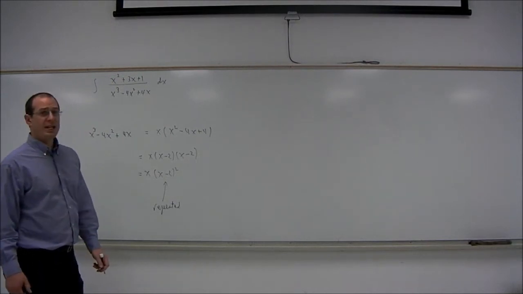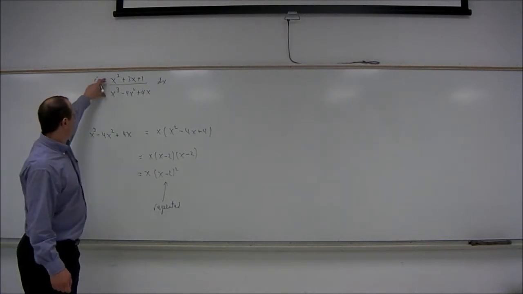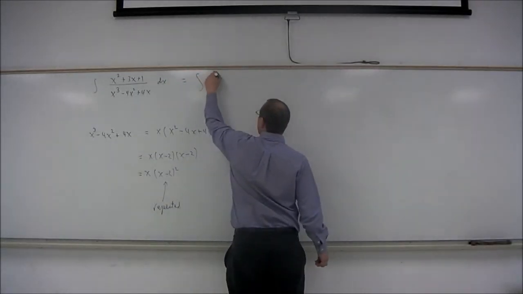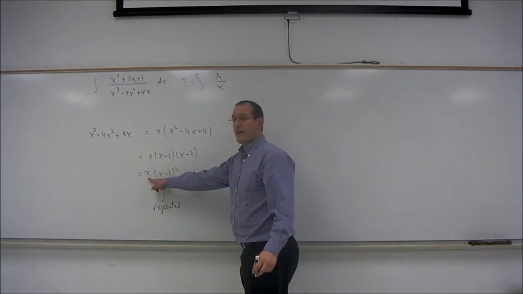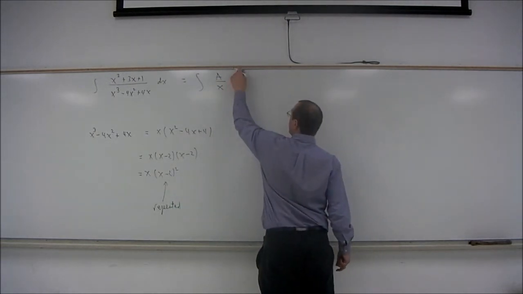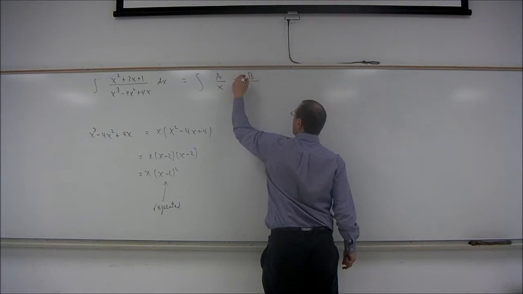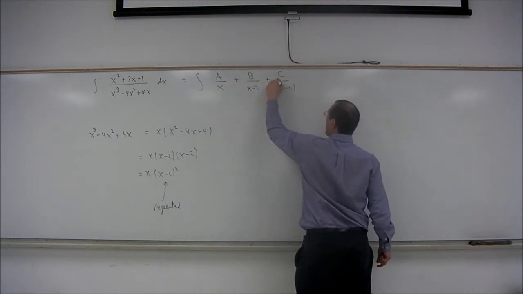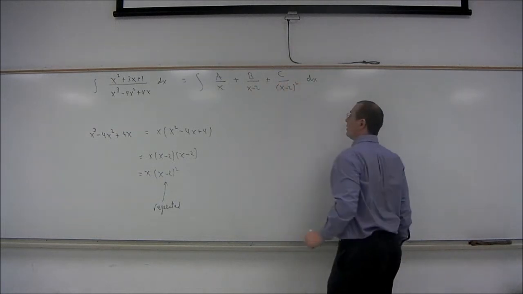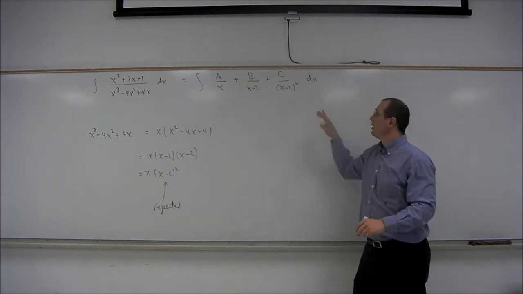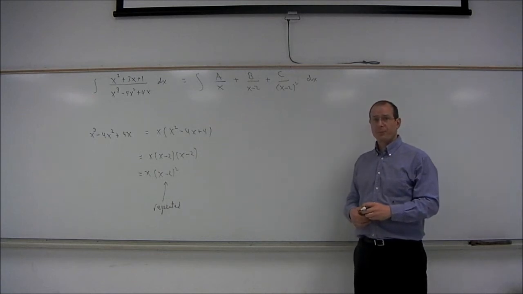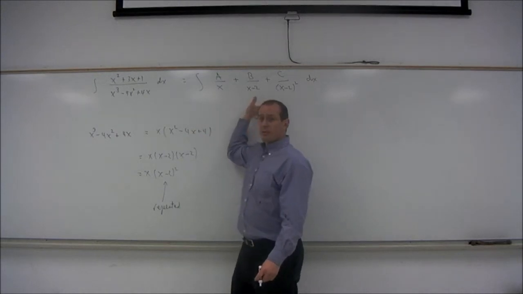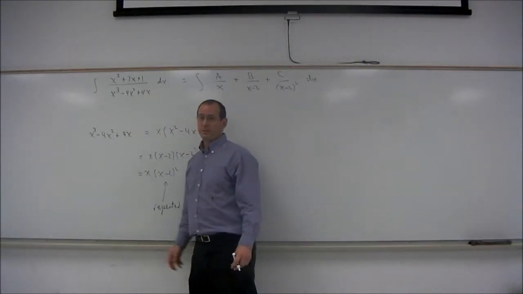So the partial fraction decomposition of the original fraction will have the following form. It will have the form A over x for the factor of x, and then for the repeated linear factor, we will have B over x minus 2 plus C over x minus 2 squared. So this is the form of the decomposition. And the whole point of using the partial fraction form is that now we can integrate.